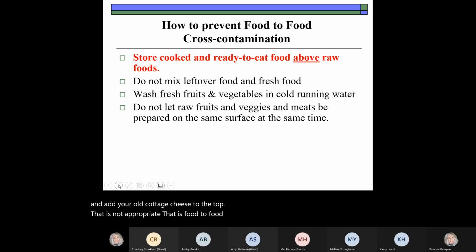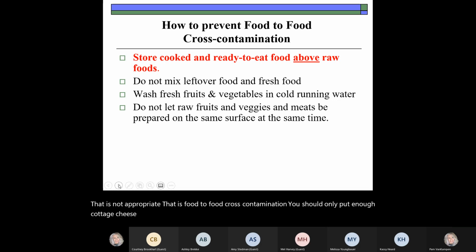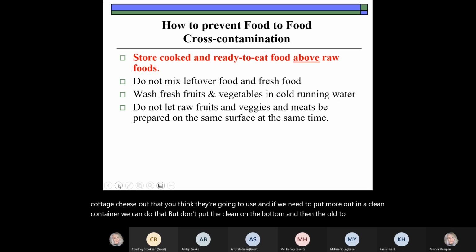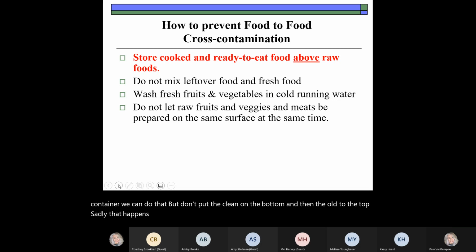cross-contamination. You should only put enough cottage cheese out that you think they're going to use. And if we need to put more out in a clean container, we can do that. But don't put the clean on the bottom and add the old to the top. Sadly, that happens often in food service. And buffets, this happens too often. So they'll take the soup that was already on the line and just pour the new soup into it. That is food to food cross-contamination.